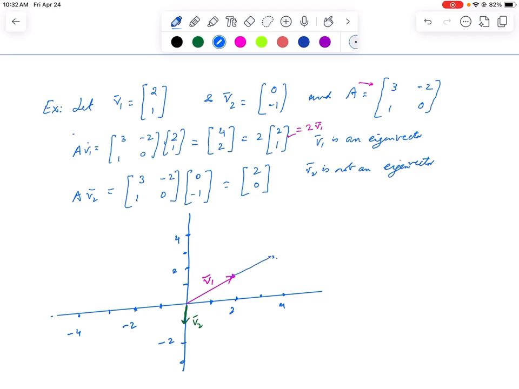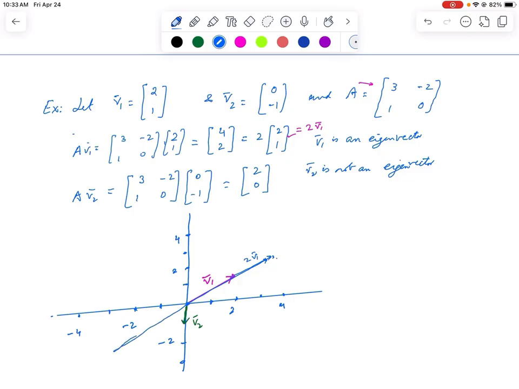So what happened? So this is 2V1 from the origin till here. This total is 2V1. So what did the multiplication or the product with the matrix do? It stayed in the same direction, or stayed along the same line where V1 is. So you can see every multiple of V1 will be along this line.